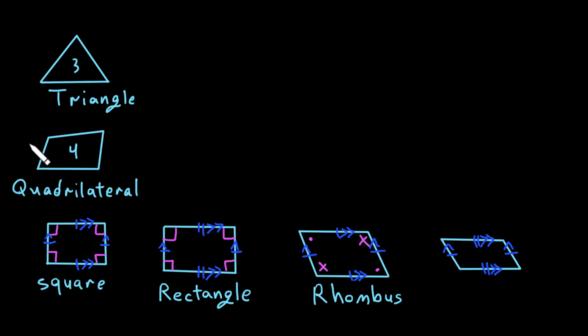Also, it has equal opposite angles. This angle is equal to this angle, and here this angle is equal to this angle. So a parallelogram has opposite sides that are both equal and parallel, and opposite angles are equal. This is called a parallelogram.